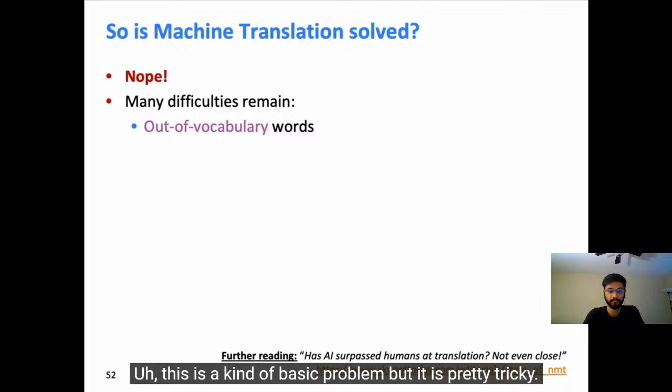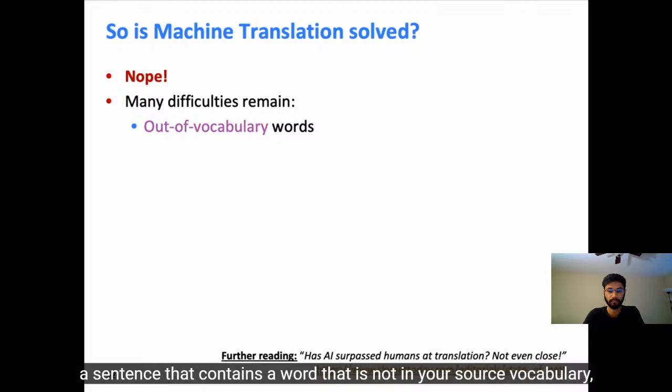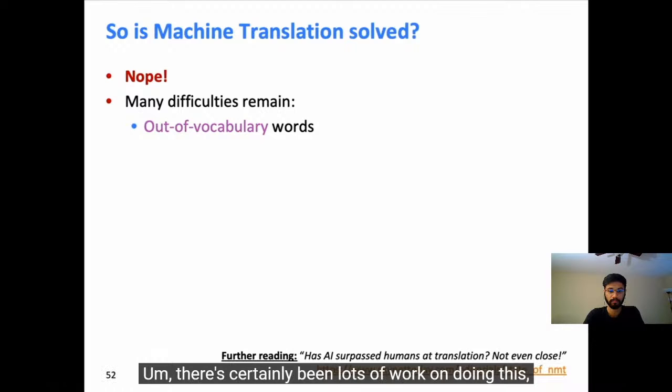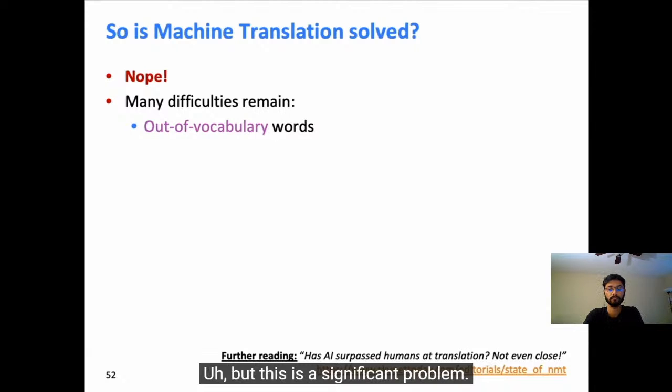This is a kind of basic problem, but it's pretty tricky. What do you do if you're trying to translate a sentence that contains a word that is not in your source vocabulary? Or what if you're trying to produce a word that's not in your target vocabulary? There's certainly been lots of work on doing this, and you're going to hear later in the class how you might try to attack this with, for example, sub-word modeling can make it easier. But this is a significant problem.